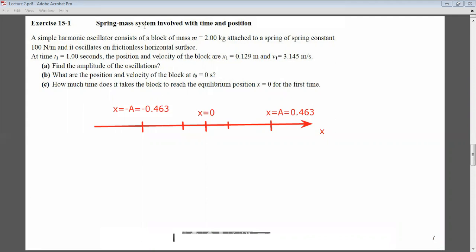Okay, what else do we have? We have that x is equal to 0.13 at t equal to 1, right? And this is the initial condition. And we have just calculated that at t equals 0, x is equal to minus 0.22. This is at t equal to 0. Now, how much time does it take the block to reach the equilibrium position x equals 0 for the first time?